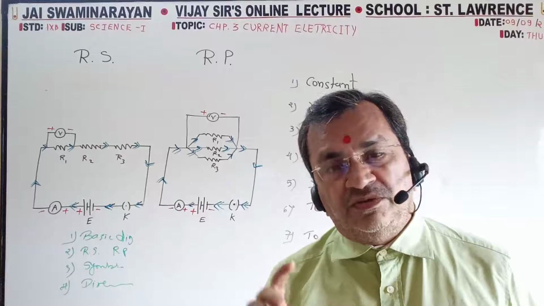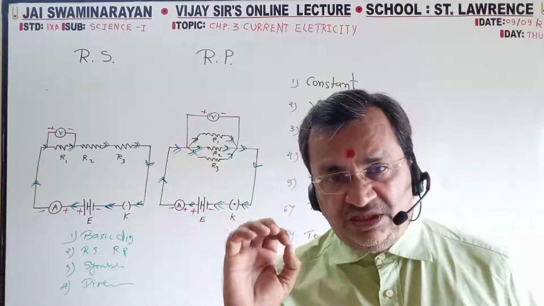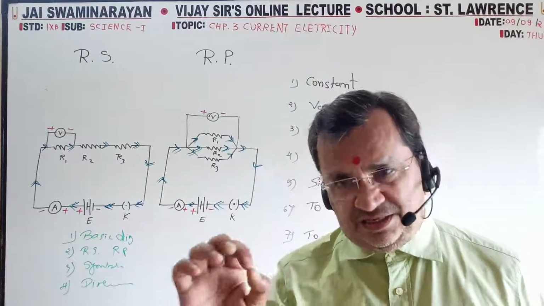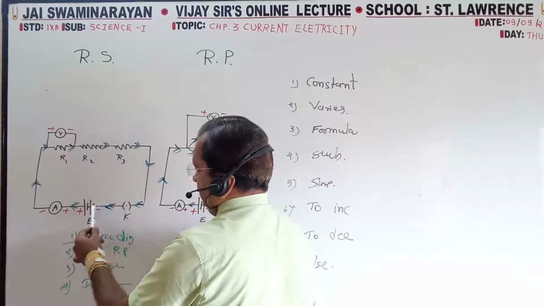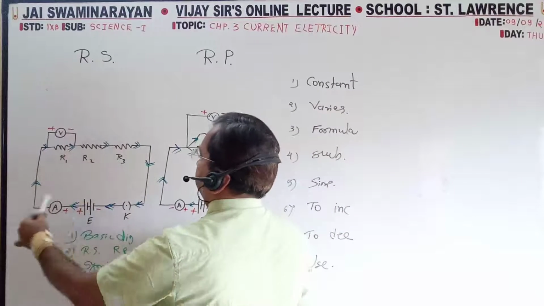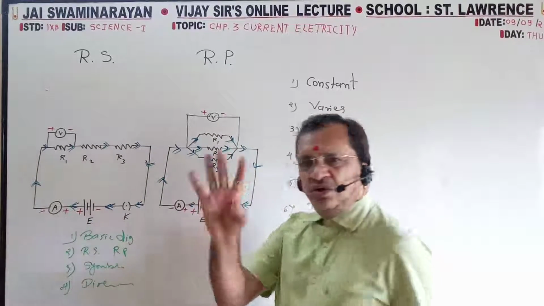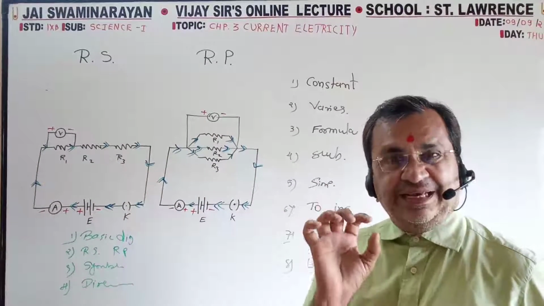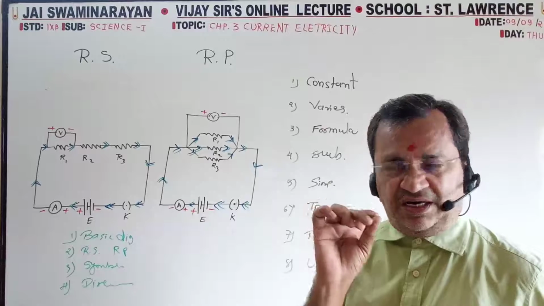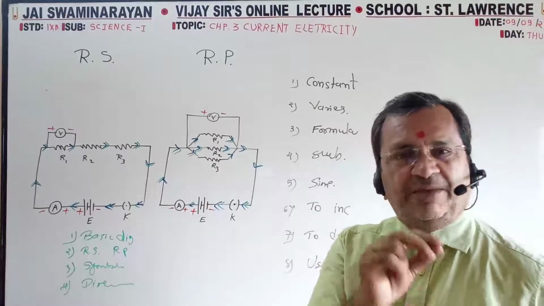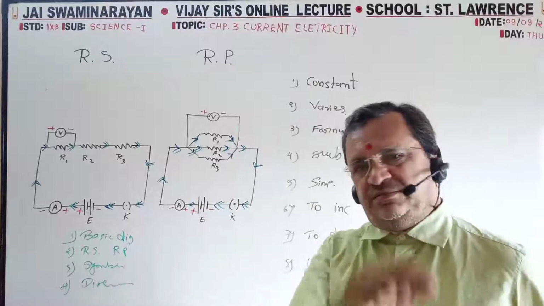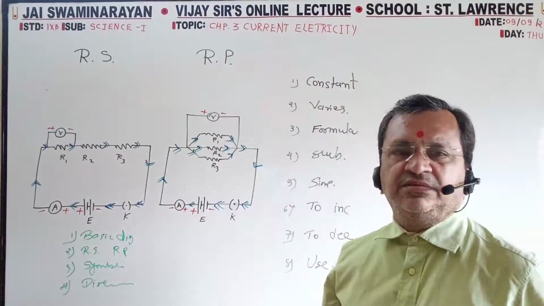Now we thought about V. Now we think about I, current. Current from the battery will pass. It has only one direction, no other way. Means I, the electric current, through the ammeter, is a constant.